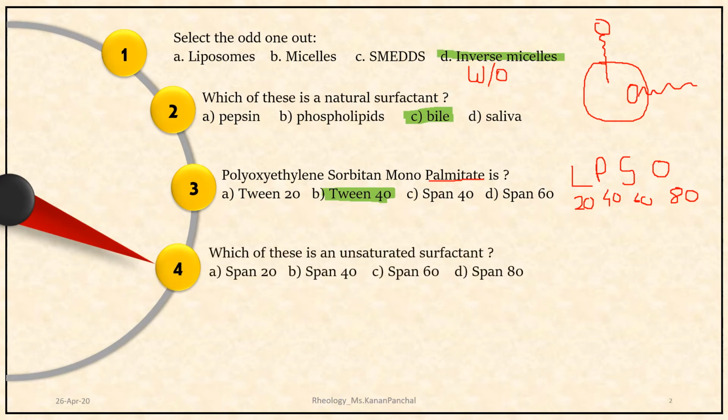Which of these is an unsaturated surfactant? I told you all, oleic acid is one unsaturated fatty acid and it corresponds to 80 grade. Hence, out of all of these, only option D consists of 80 grade. Hence, Span 80 is the unsaturated surfactant amongst these.